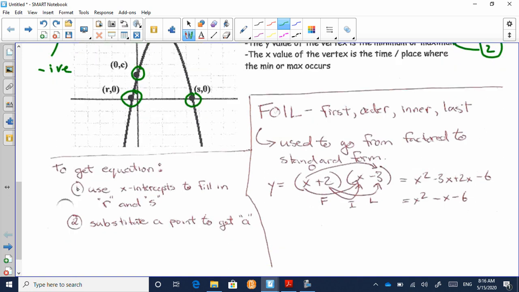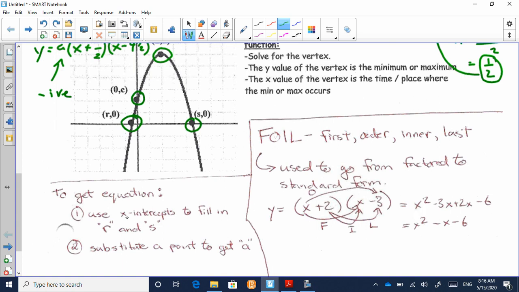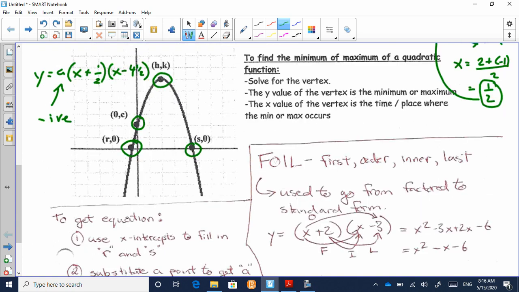I said to get the equation, use the x-intercepts to fill in the r and the s, so that's kind of what I did there. And then substitute a point in. So I can see that this vertex is at 2, and then 2, 4, 6. I'd substitute (2, 6) in. Everywhere I see an x, I'd substitute 2, and everywhere I see a y, I would substitute 6, and that would give me the a. And I know it's negative. I'm not going to do it here because I just wanted this to be a quick review, but you can see that you could plug it in and solve for your a.